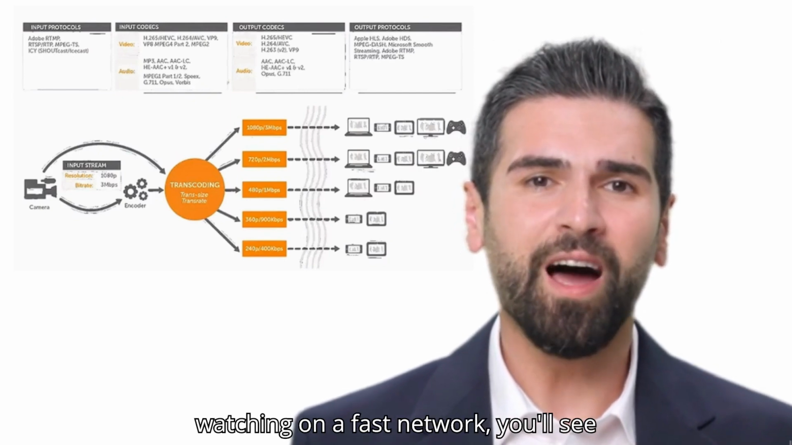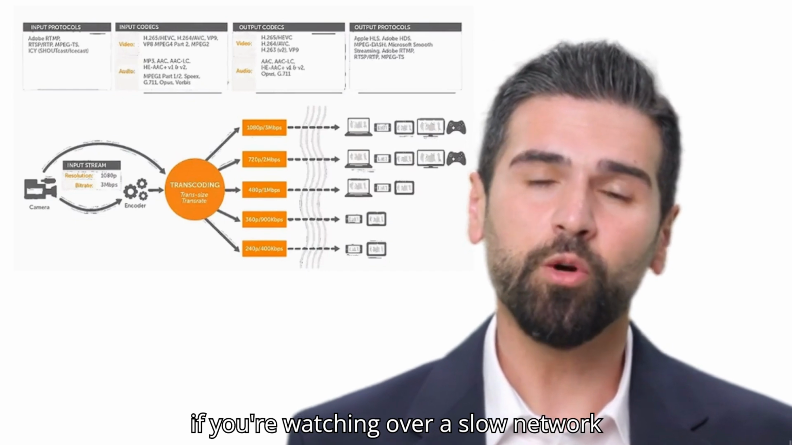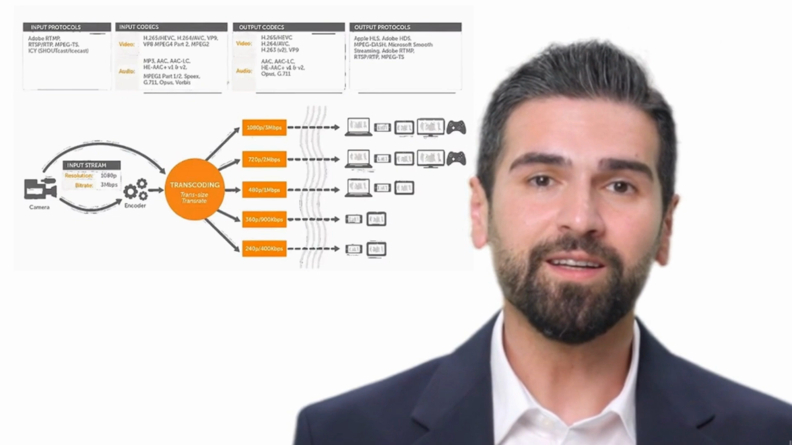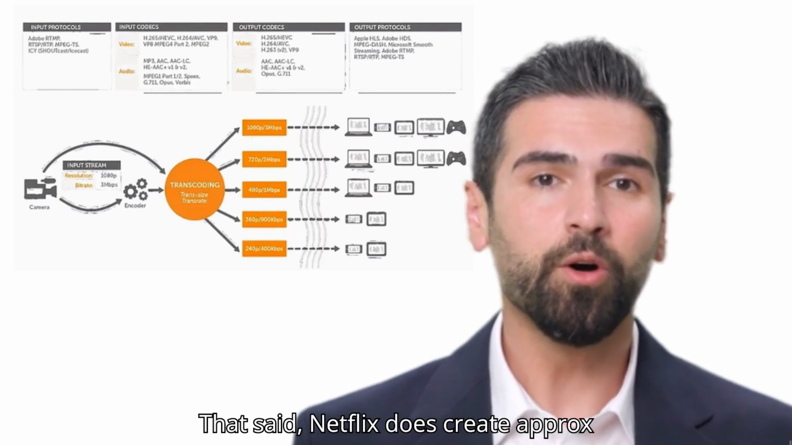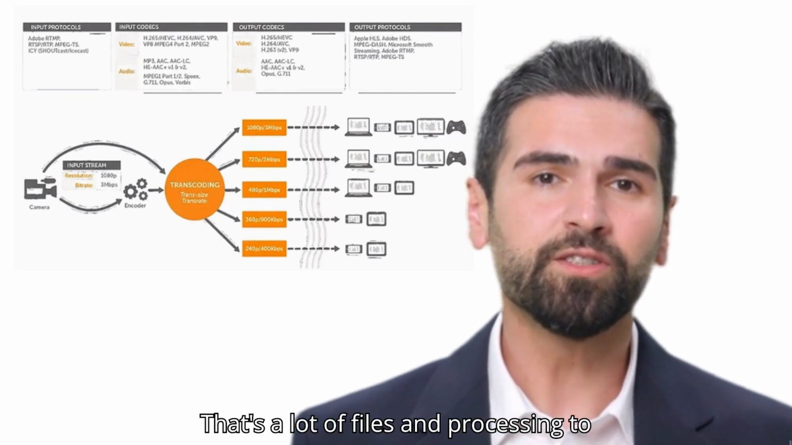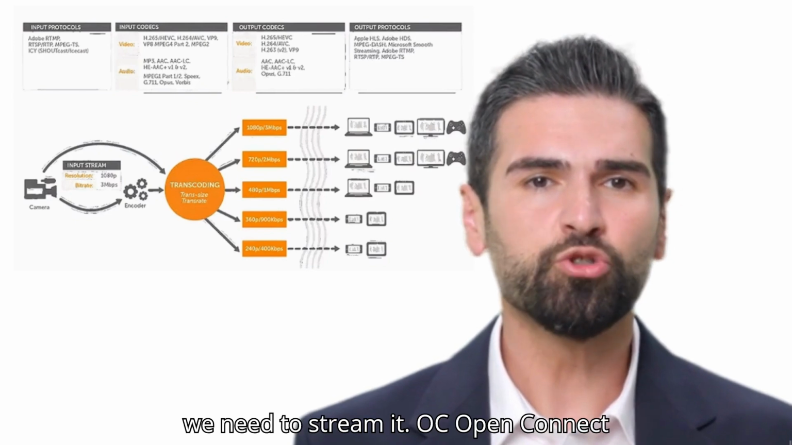If you're watching on a fast network, you'll see a higher quality video than you would if you're watching over a slow network. It also depends on your Netflix plan. That said, Netflix does create approximately 200 files for every movie. That's a lot of files and processing to do transcoding. Now we have all the files we need to stream it.